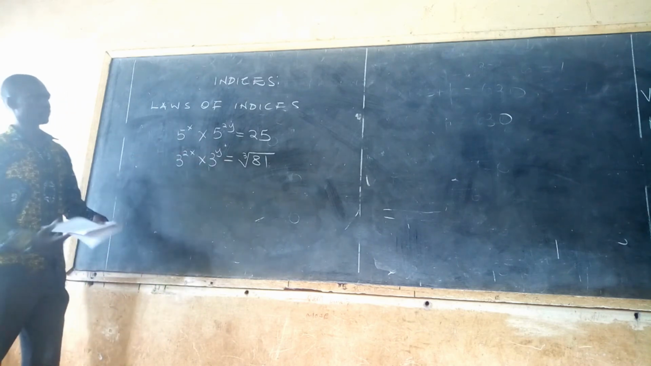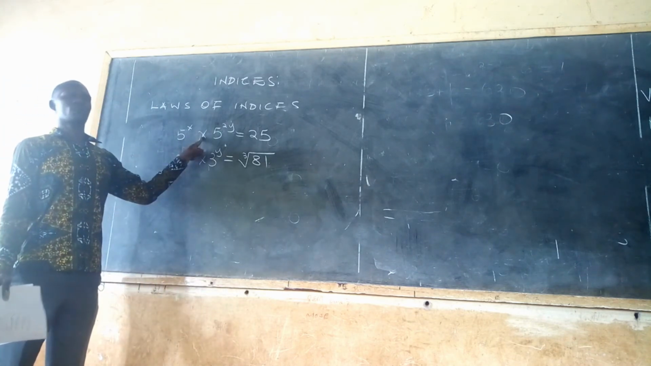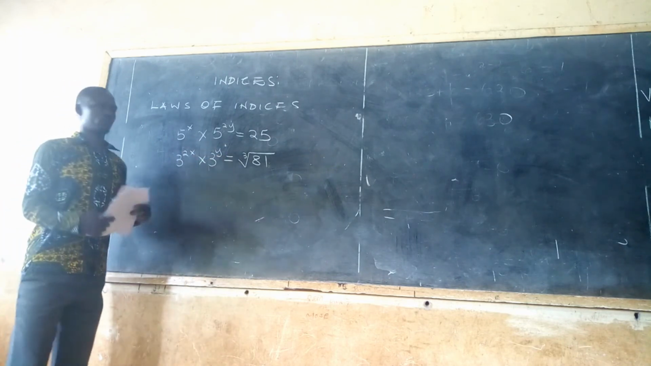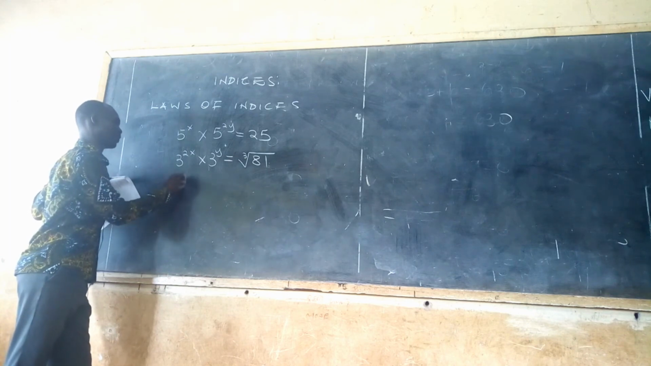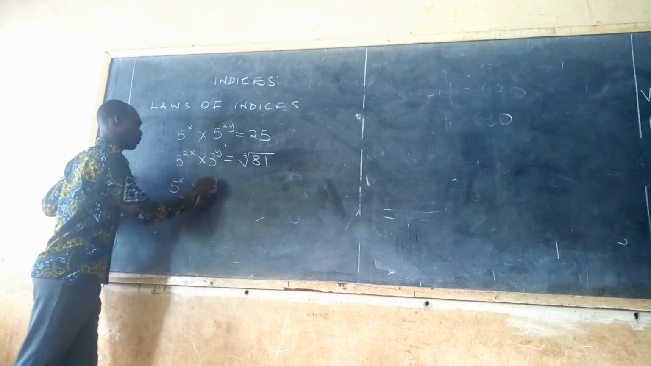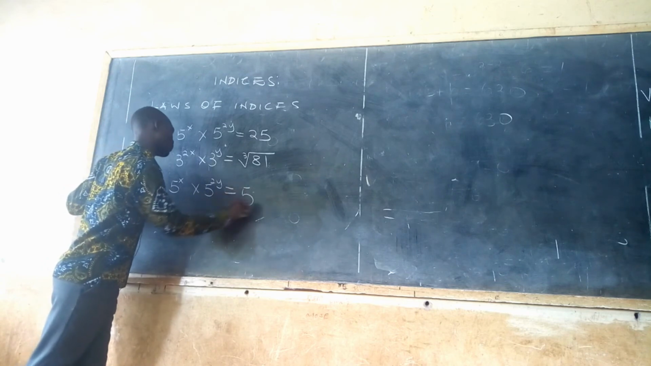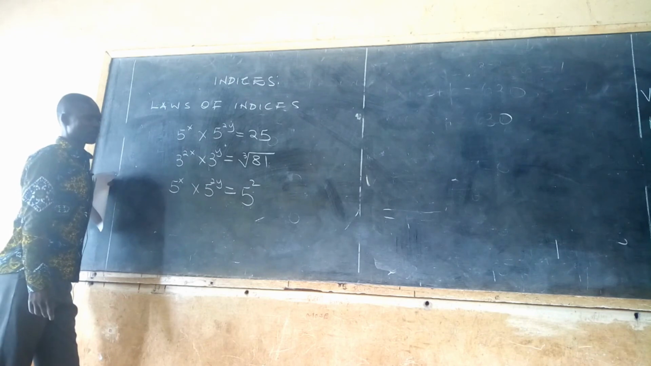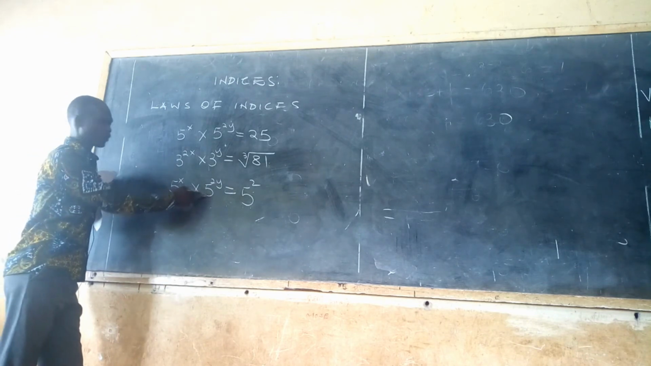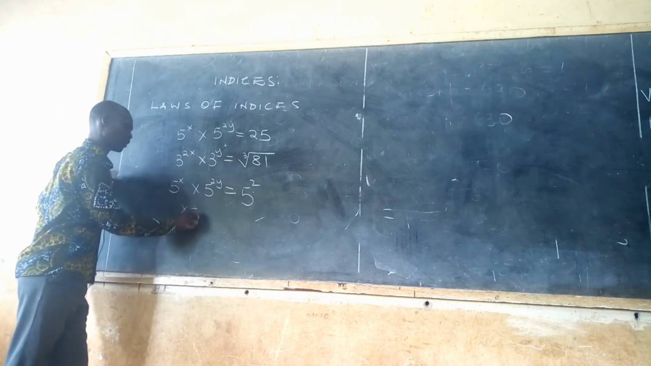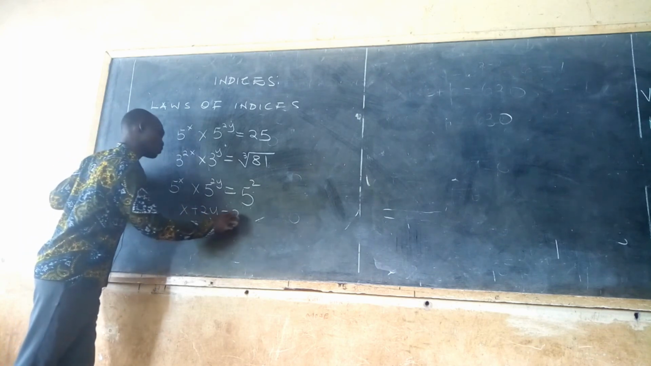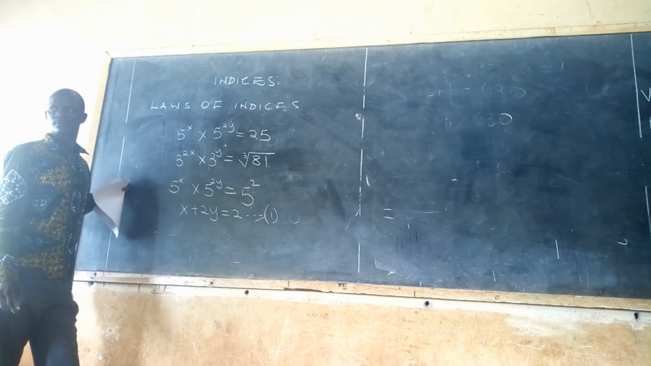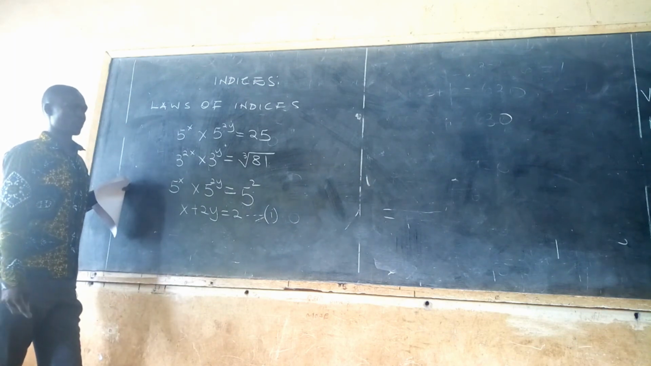For the first part, whenever we are multiplying or dividing the bases, put everything under the same base. So for the first one, we write 5 to the power x times 5 to the power 2y equals 5 squared. I think you can see that. What does that mean? We drop the bases and we remain with x plus 2y equals 2 as our equation number 1. That's what they needed. Let's go to part 2.